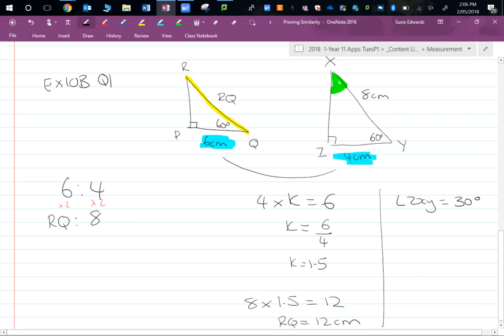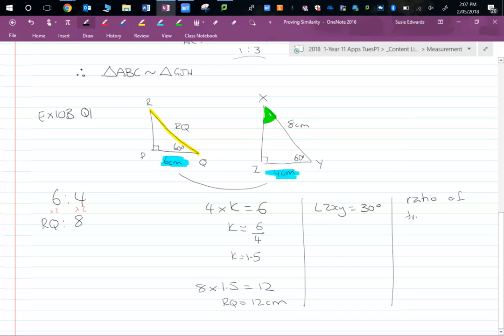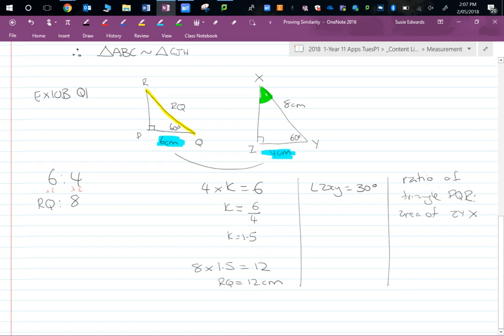All right, now there's two ways of doing the last question, and the last question is where most people have trouble. Question C says, find the ratio of the area of triangle PQR to the area of ZYX. Now, there's two ways of doing this. The first way is going, okay, so what do we know K is? 1.5. So that's for length.